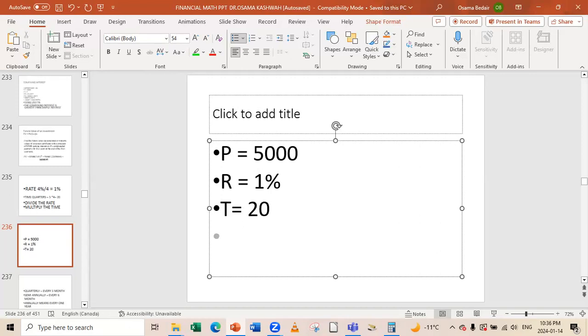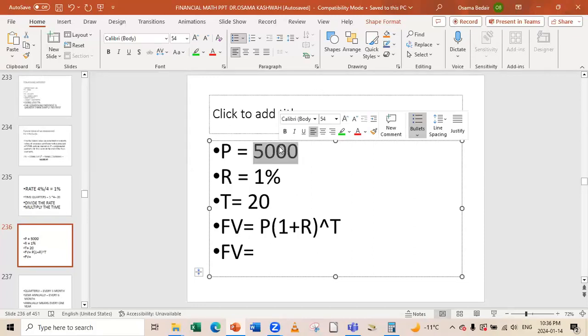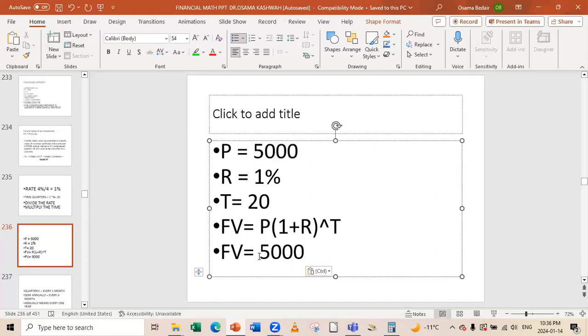So I want to say FV, or future value, will equal P multiplied by 1 plus R, to the power N, or power time. When we substitute in the formula, the future value equals: the P is 5,000, multiplied by 1 plus the R. The R is 1%, 0.01. This is plus, sorry about that. 1.01 to the power 20.